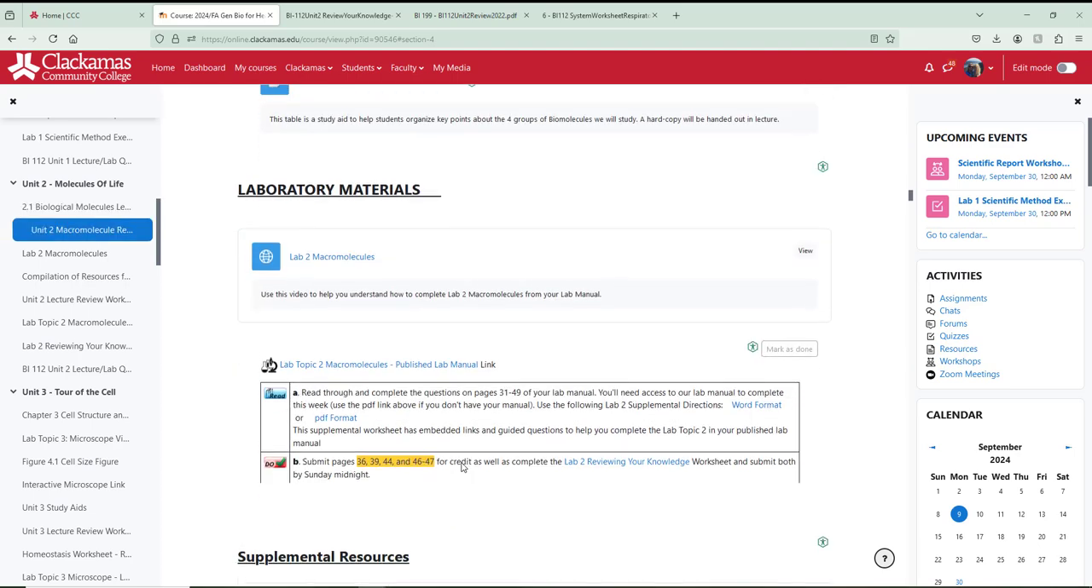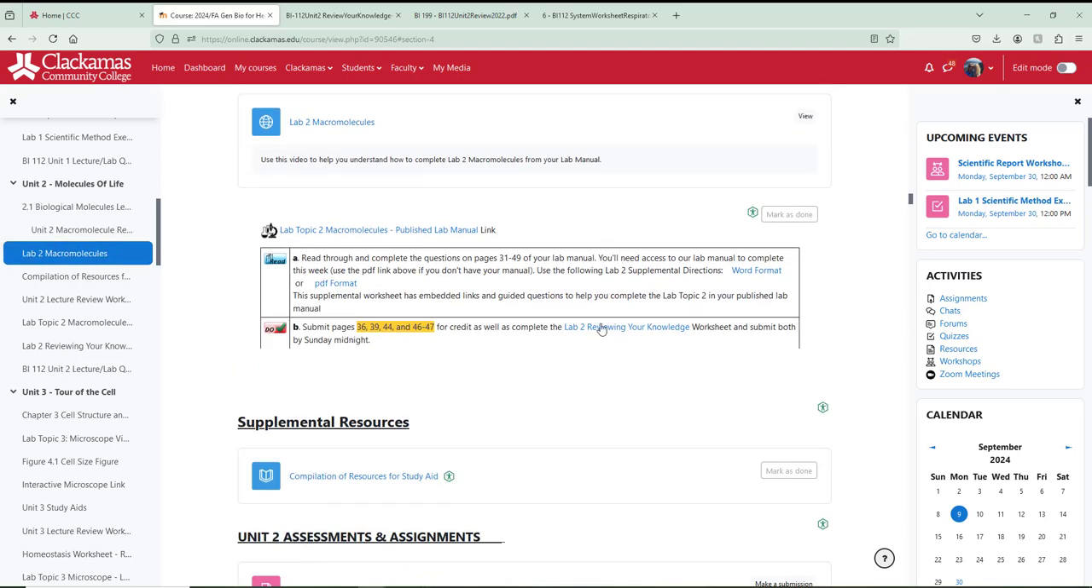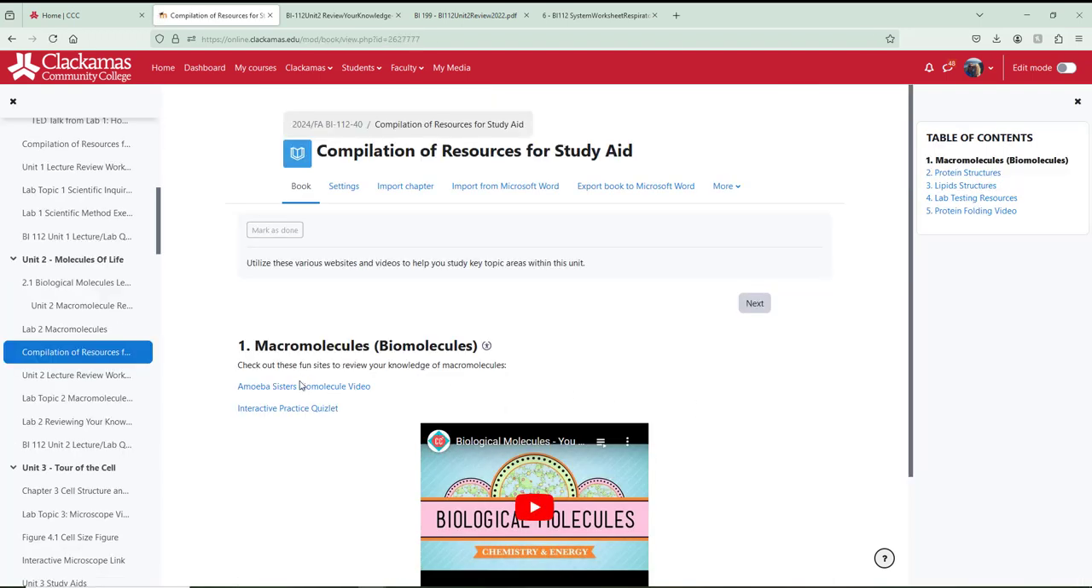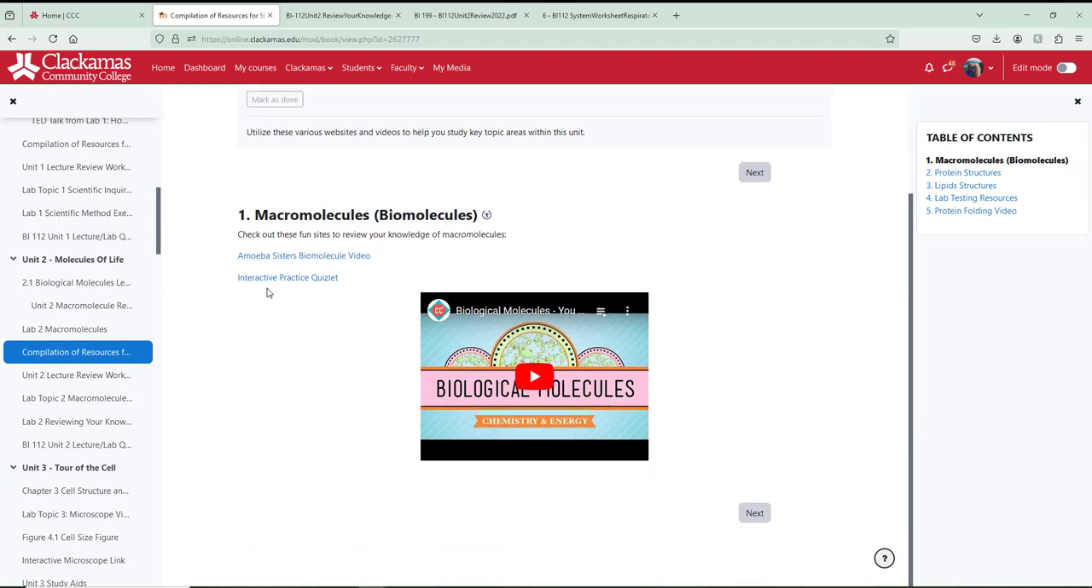So with the lab, again, you'll have two things to submit each week. You'll have your pages from the lab manual as well as the reviewing your knowledge pages. Last week I forgot to show you this. You have a supplemental resources section. This is just other things that you can use if you need them. Like there's some information about macromolecules.